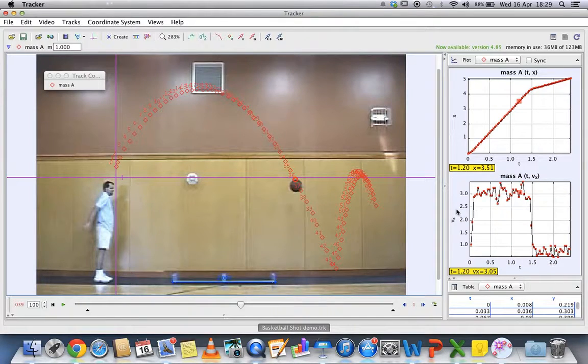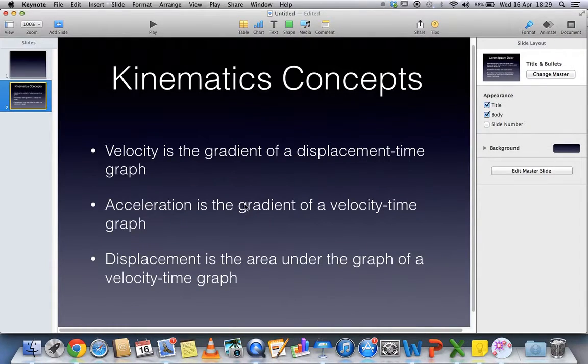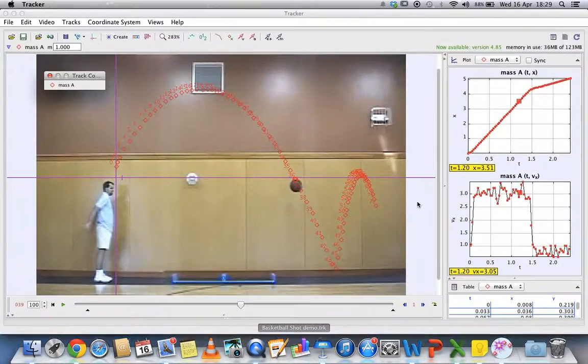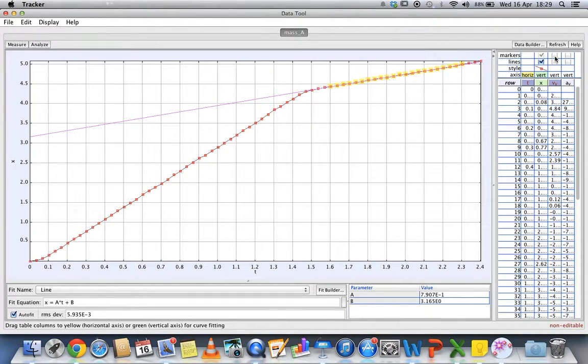So let's say you want to find the velocity. There are several ways that you can achieve that. One of the ways, again, we tap upon our knowledge of kinematics: the velocity is the gradient of a displacement time graph. So if you want to find out the velocity, you use the displacement time graph, you click on it. You find that there is some data that we don't want, so just uncheck it.